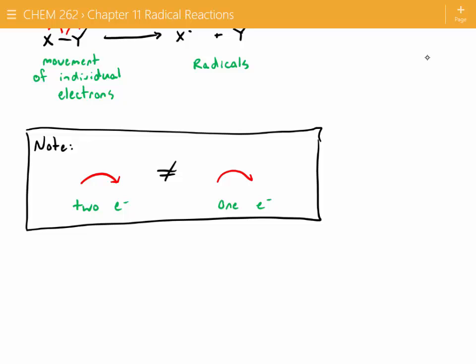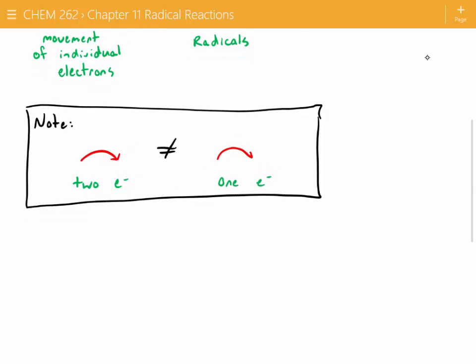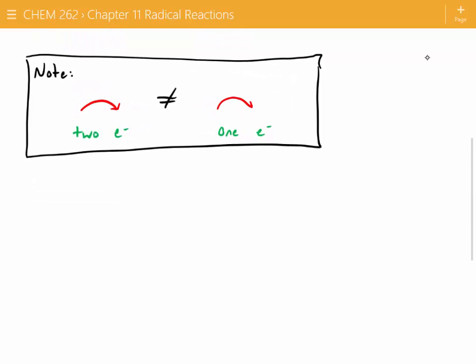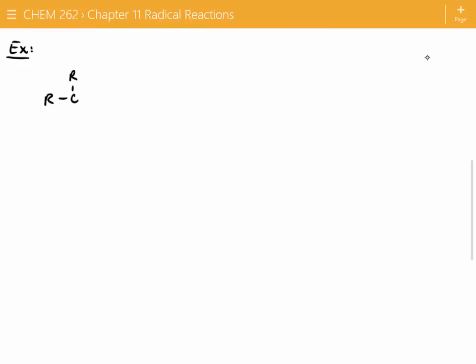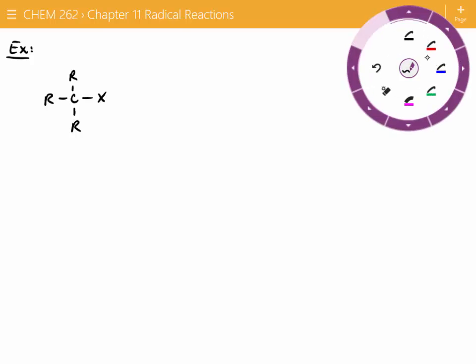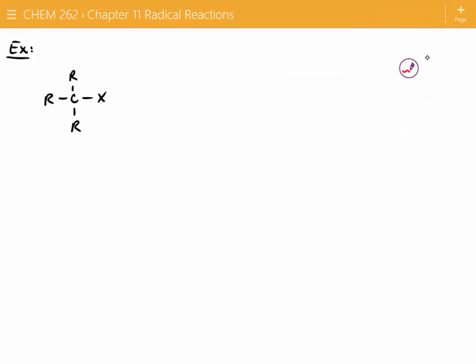So let's take a look at an example of one of these reactions, specifically a cleavage of a covalent bond. So what I'm going to do is just label this as generic R groups and X groups with the central carbon. So we've got 3 R groups on here and an X group. And we're going to have this bond between the carbon and the halogen be cleaved in a homolytic fashion, meaning we're getting one electron onto each atom.